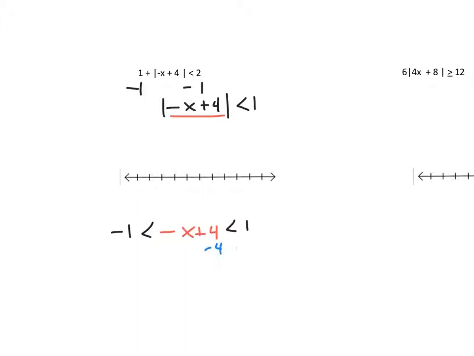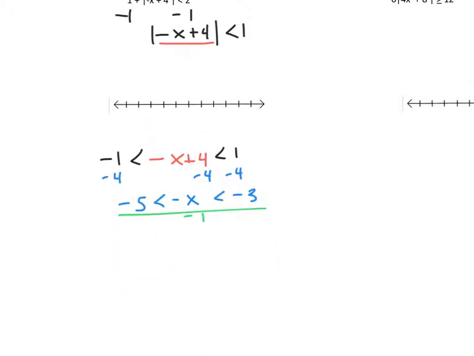So I need to subtract 4 from all three parts. So I have -5 is less than -x is less than -3. And then I'm going to divide through by a -1. So when you divide through by a negative, you have to change the direction of the inequality. So it's going to turn into 5 is greater than x is greater than 3.